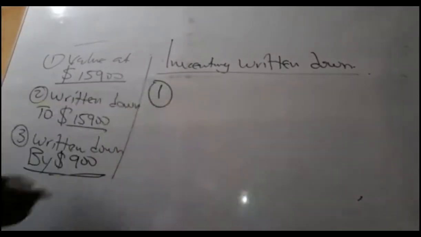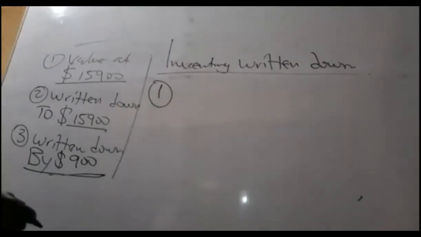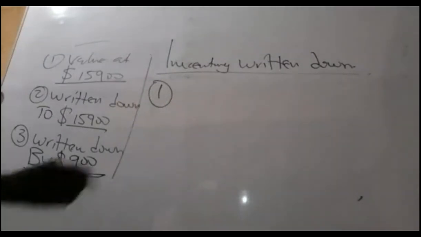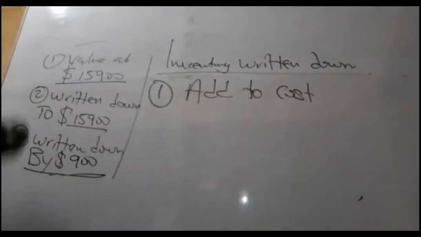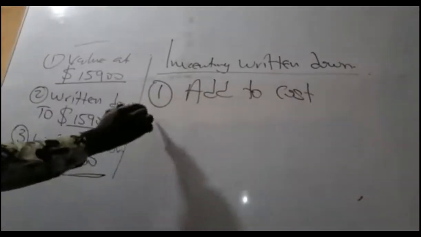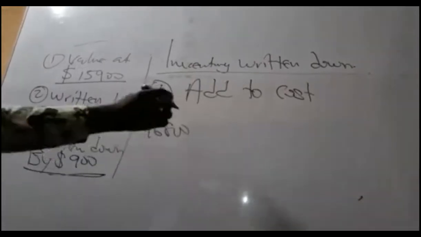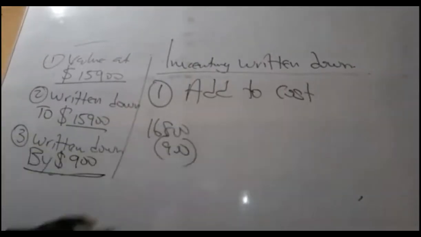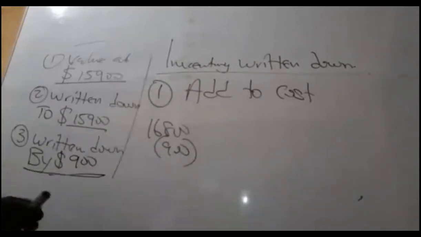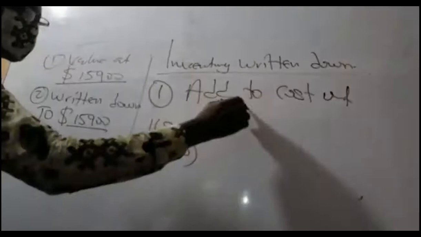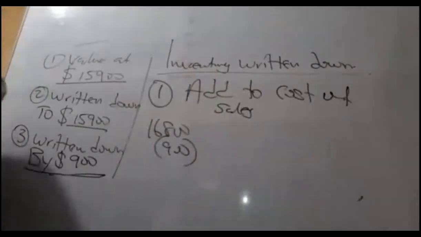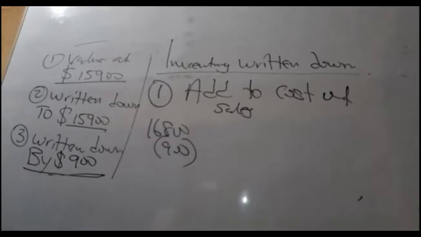Treatment number one. That written down figure is an expense. Add it to cost of sales. Why? You have some goods there, the value is 16,800, and we say reduce it by 900, subtract 900 from it. So this 900 that you are lessening is an expense or cost to you. So you add it to cost of sales.